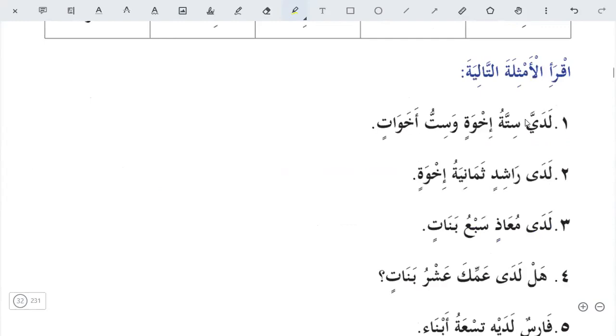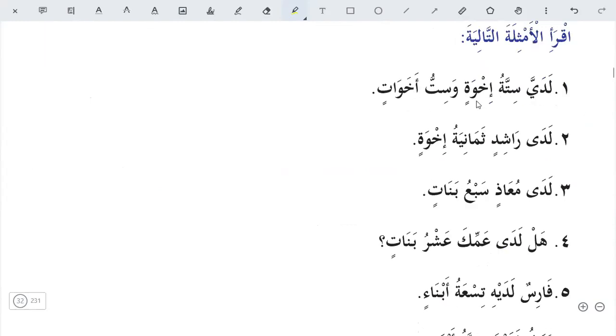Same with Ladaya sittatu ikhwatin. Sittatu is mudaf. Ikhwatin is mudaf ilay. I have six brothers. Wa sittu akhawatin, and six sisters. I have six brothers and six sisters.